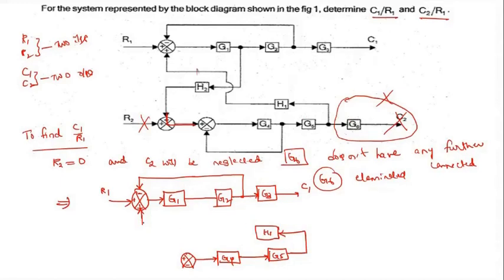After H1 it is directly connected. See here, after H1, directly it is overlocked. Overlock means there is no junction point; directly it is connected here, so it's finished. Now coming to here, G1, G2, there is one junction point which is directly connected to the plus. Actually, here a summing point is there, but here there is no summing point, because R2 will be 0. That's why it is directly connected. Now between G4 and G5 there is one branch point, which is connected to the summing point.